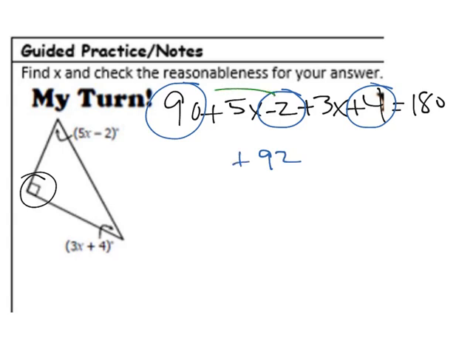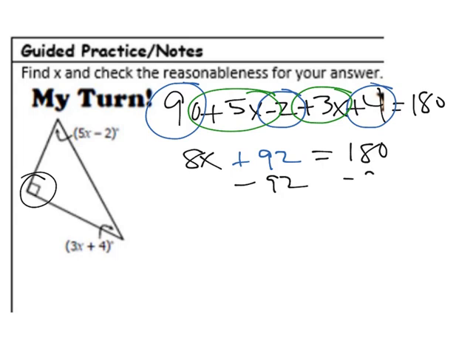Let's go ahead and add up the x terms, which in this case is 5x plus 3x, and that would give me 8x. And we know this is all equal to 180. So I've basically cleaned it up, or another word is simplified, right? So let's go ahead and subtract 92 from both sides, so we can solve for x.